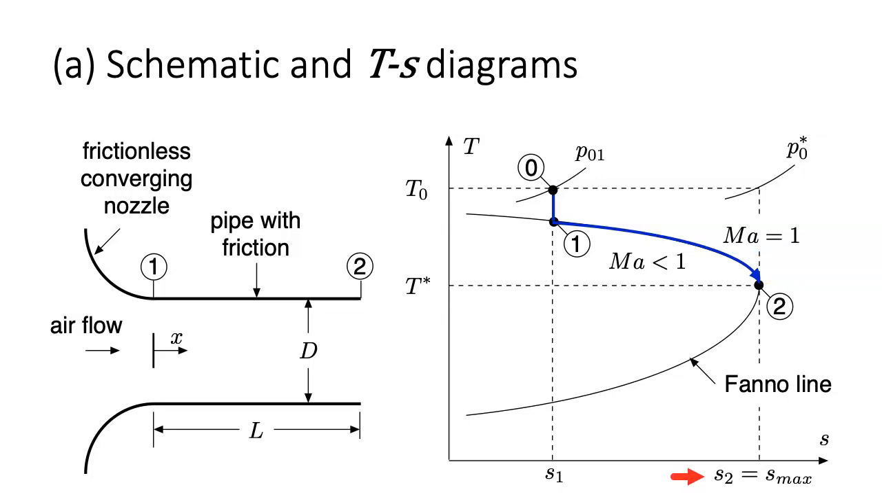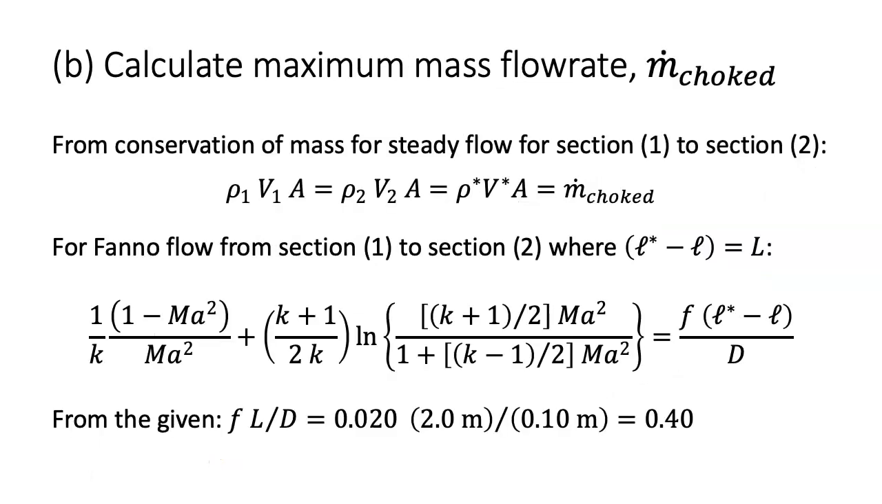Thus, the specified length, capital L, corresponds to the critical length, L star, where the reference length, just L, is equal to 0. For Part B, we calculate the maximum flow rate corresponding to this choke condition. Before starting the calculations, we note that by conservation of mass for steady flow, we can calculate the mass flow rate at section 1 or section 2, which will be at the critical conditions. For this example, we have chosen to evaluate the properties needed for the mass flow rate calculation at section 1.